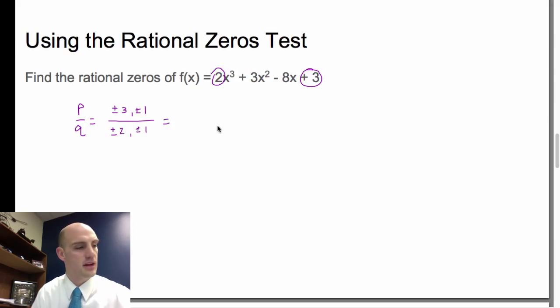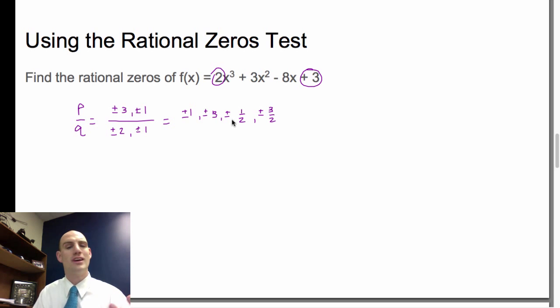What that's going to give me is plus or minus 1, plus or minus 3, plus or minus 1/2, because I could have 1 over 2, okay? But I could also have negative 1 over 2 or 1 over negative 2. And I can also have a plus or minus 3/2, okay? So I've done all the possible combinations. Well, look at that. I've got this humongous polynomial, and I've narrowed it down to 8 possible zeros.